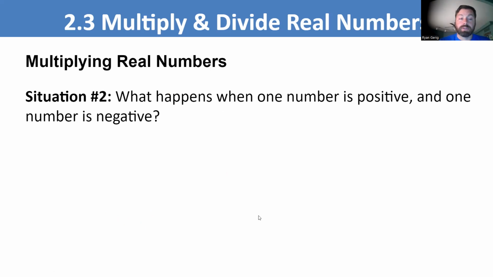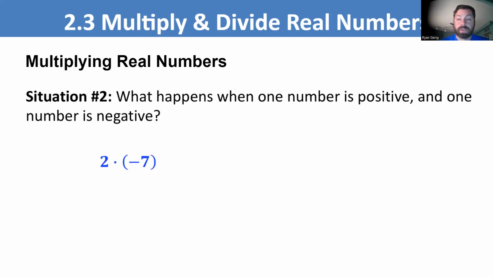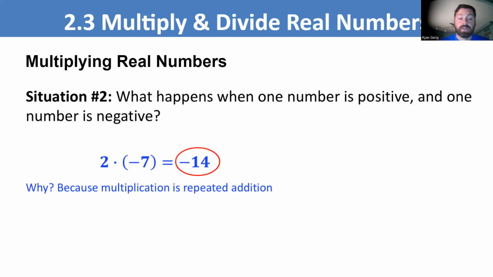Multiplying real numbers. Number 2, what happens when one number is positive and one number is negative? You might know the answer to this. 2 times -7 gives me -14. One positive, one negative, I get a negative answer. Why? Because multiplication is essentially repeated addition. So when I say 2 times -7, I'm doing -7 plus -7 twice. And we learned in the last lesson, if I have two negatives being added together, I get a negative answer, -14.